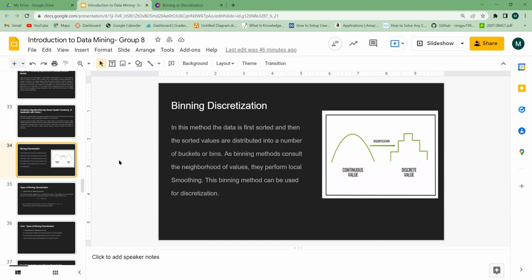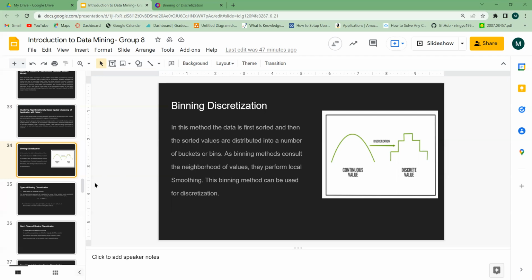Binning discretization. In this method, the data is first sorted and then the sorted values are distributed into a number of buckets or bins. As binning methods consult the neighborhood of values, they perform local smoothing. This binning method can be used for discretization. It takes as input a set of continuous values, applies the discretization, and gives us as output a set of discrete values.